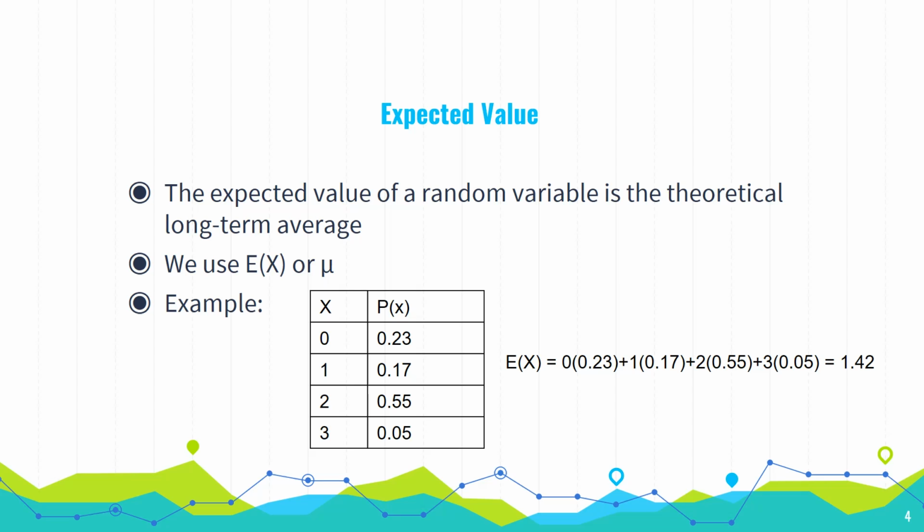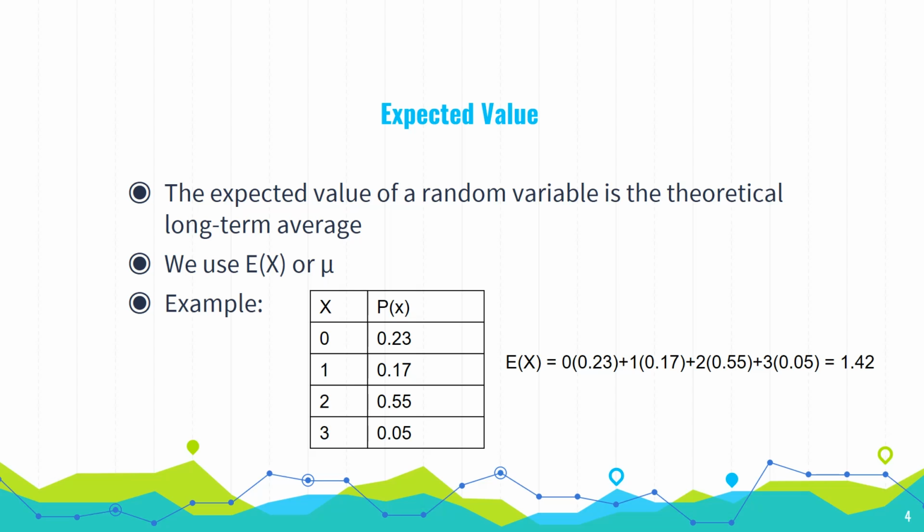The terminology or the notation we use is capital E parentheses capital X, or sometimes we just use the Greek letter mu, because the expected value is the mean of the random variable. So in terms of statistics, the population mean is the expected value. These are analogous concepts. There's a fairly simple calculation for it if you wanted to do it by hand.